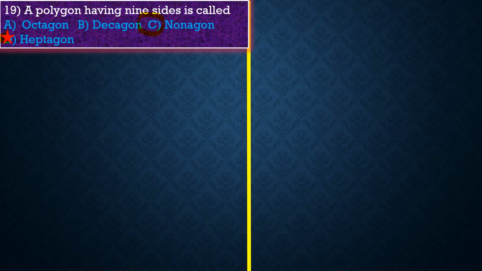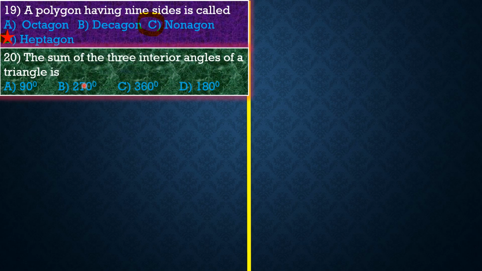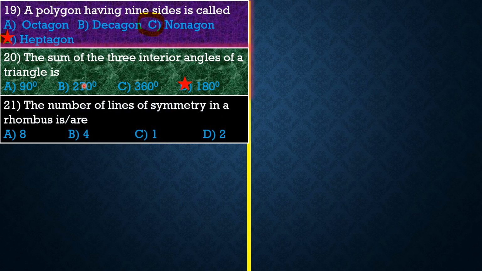Question 20 reads that the sum of the 3 interior angles of a triangle is, oh my god, guys, this is the right question. The best option has to be 180, right? Option D. So they have to sum up to 180. Question 21 is that the number of lines of symmetry of a rhombus is.